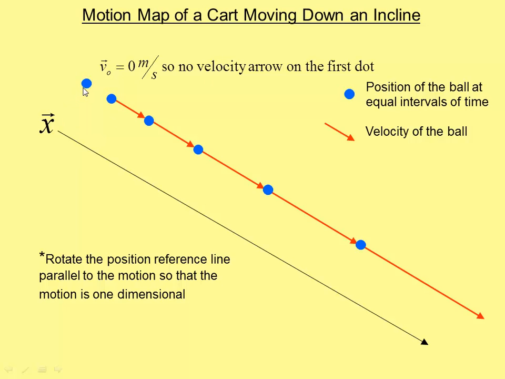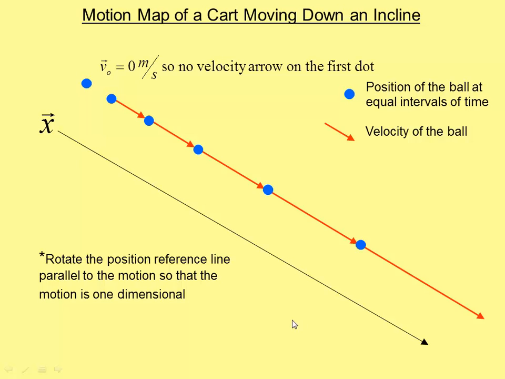This dot represents 0 time, right? And at 0 time, it's starting from rest. I know that's a little bit weird, but it's something we have to do. So if it's already moving at 0 time, maybe you've given it a push so it's already moving, well, now you would have an arrow on the first dot.